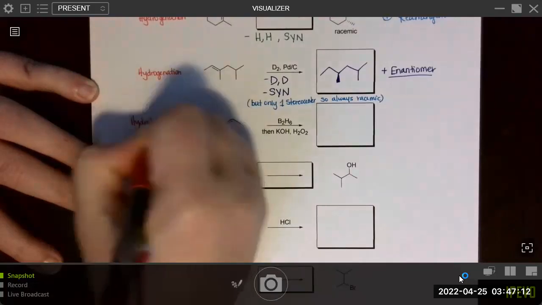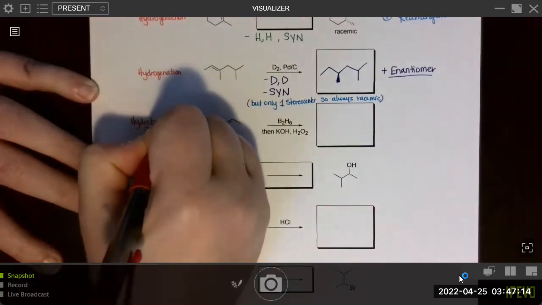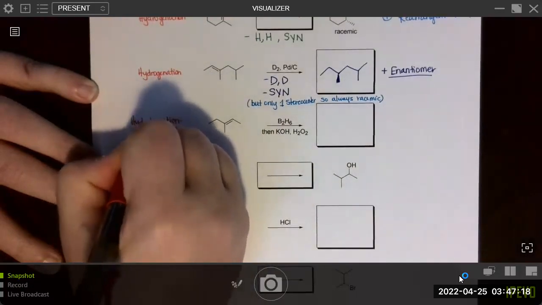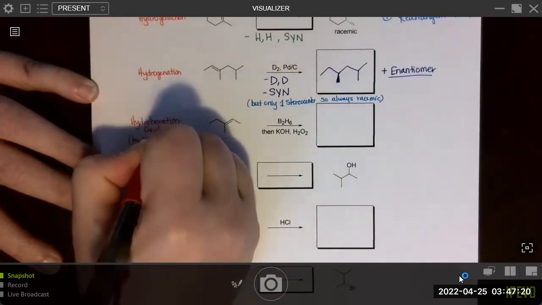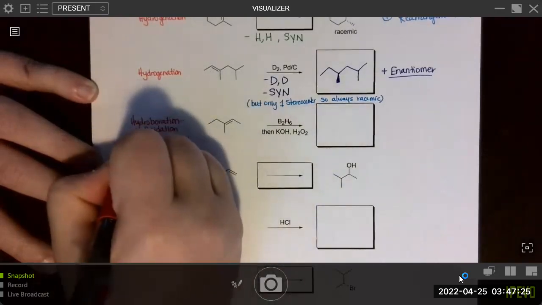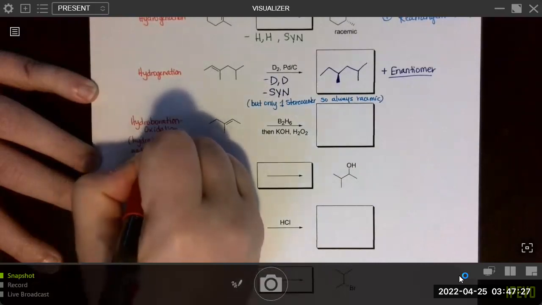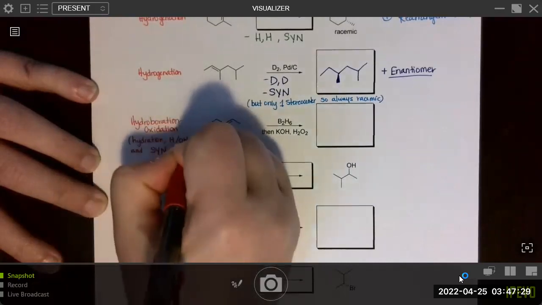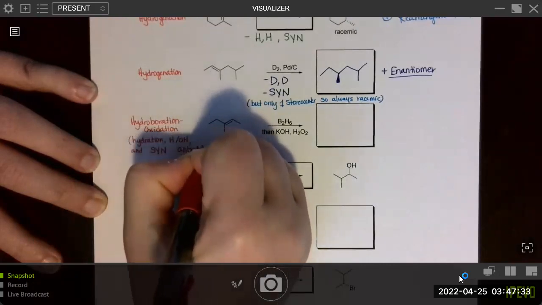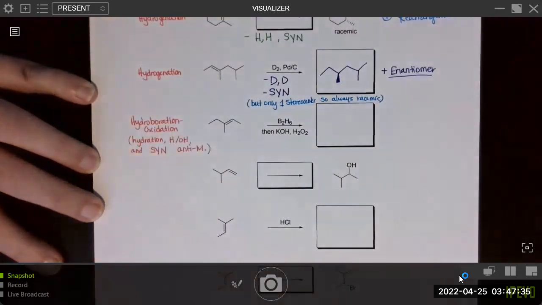which, if we remember, is a hydration reaction. So we're adding H and OH across the double bond. And it has syn selectivity, and it goes anti-Markovnikov. So lots to remember here.